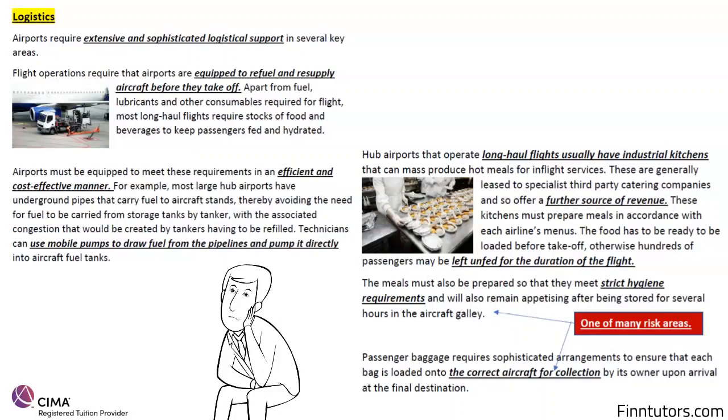These kitchens must prepare the meals in accordance to each airline's menu. The meals must also be prepared so that they meet strict hygiene requirements.